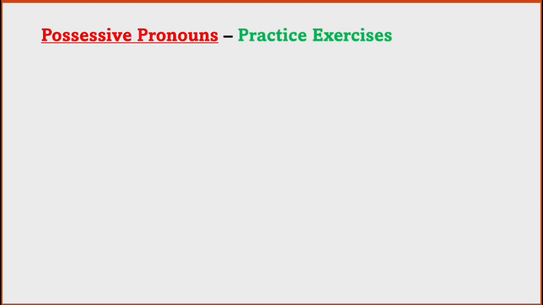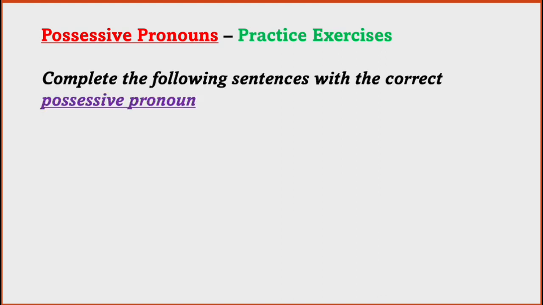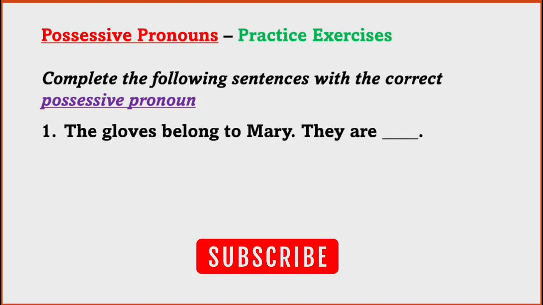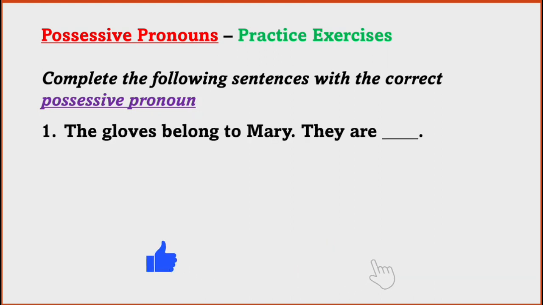Possessive pronoun practice exercise. Complete the following sentences with the correct possessive pronoun. The gloves belong to Mary. They are blank. This is the first sentence, and it says that the gloves belong to Mary. Mary is a female, and it's the name of someone. What will come at the end of the sentence in the blank? Any word that comes here could be a possessive adjective or a possessive pronoun, but we must use a possessive pronoun in this exercise.